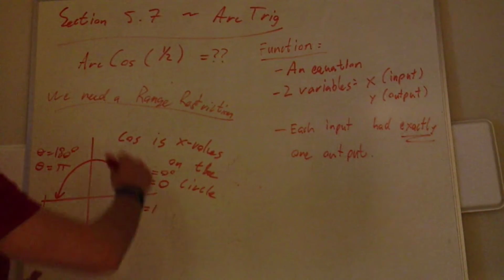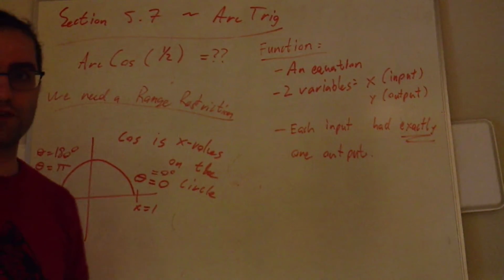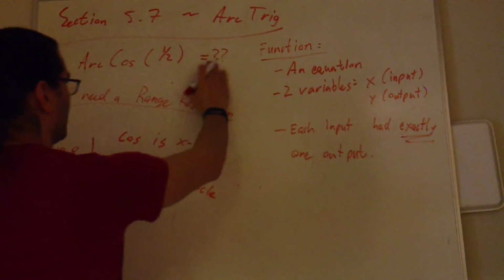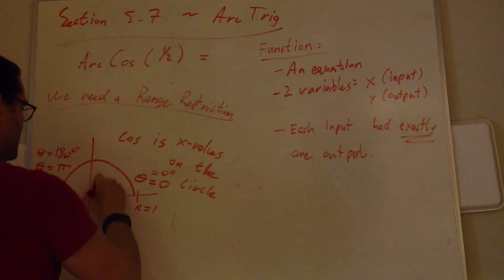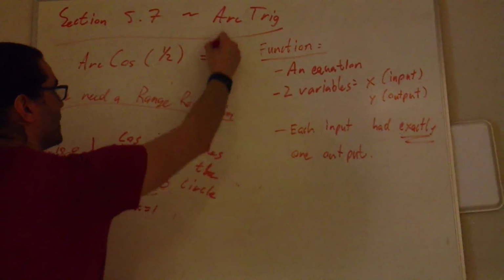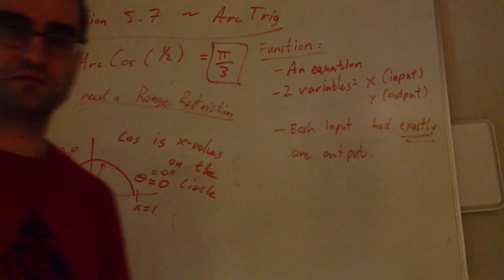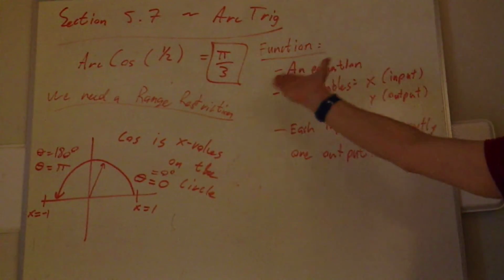So now instead of the arc cosine of 1/2 being pi over 3 or 5 pi over 3 or negative pi over 3 or 7 pi over 3, it's just going to be the one angle of all of those that is in this range, which is right here, and that's pi over 3 as the only answer. That's arc cosine.